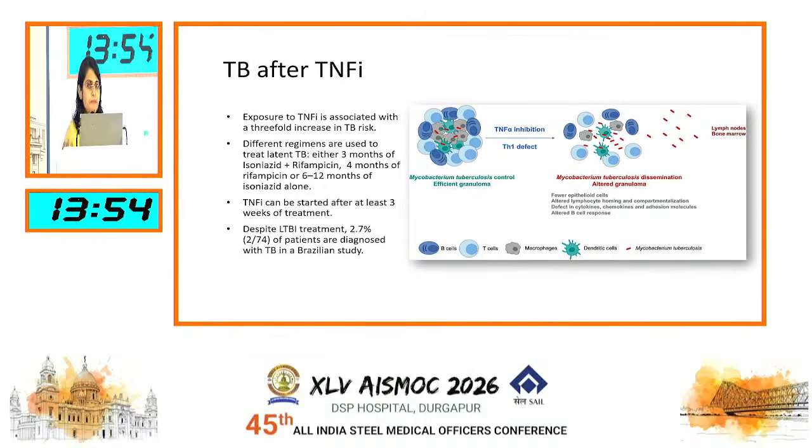What happens is, mostly in the Indian population, we are very frequently exposed to TB germs. But there is an efficient granuloma formation in our bodies, in our lymph nodes, that contain the MTB germs. But whenever these TNF inhibitors come, the granulomas become altered, with fewer epithelioid cells, defects in the cytokines, and altered B cell response. The granuloma starts to loosen up and the TB germs disseminate to the local lymph nodes and the bone marrow. And the other thing is that, at least whatever TBs I have seen after TNF inhibitors, most are extrapulmonary tuberculosis. Again, a bit of difficulty in diagnosis.